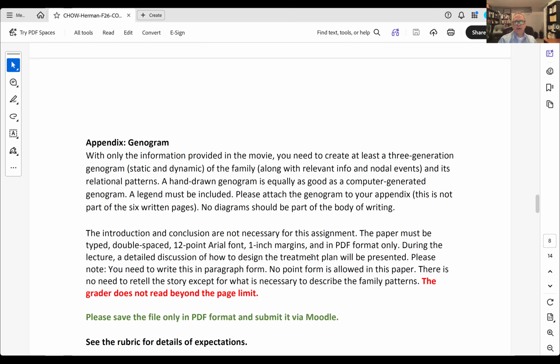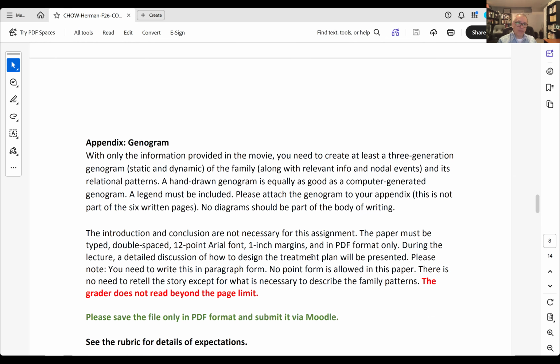If you don't remember what symbols you can use, you can definitely Google it. During the lecture, when I go through that again, I'm going to include a link for you to use as well. So the genogram goes into your appendix. This is not part of your 6 written pages. No diagram should be part of the body of writing. If you have any other diagrams that you'd like to include, again, please put them in your appendix.